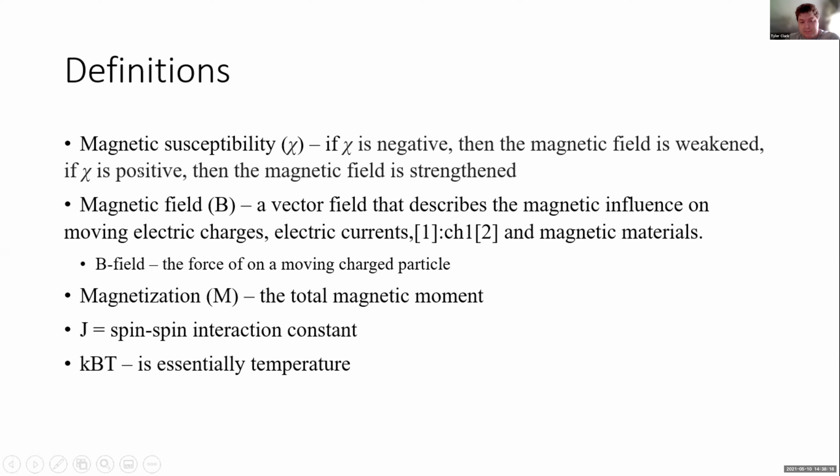Magnetic field, that is B, is a vector field that describes the magnetic influence on moving electric charges, electric currents, and magnetic materials. Some part of that is the B field, which is the force on a moving charged particle. Magnetization, which is M, is the total magnetic moment. J, which I'm holding constant here, is a spin interaction constant. And kBT in this project is essentially temperature.